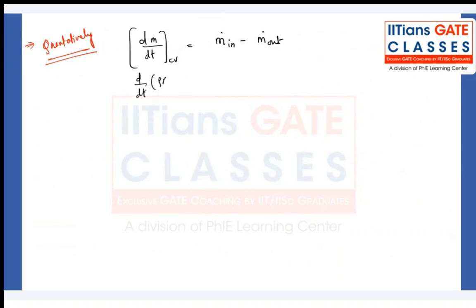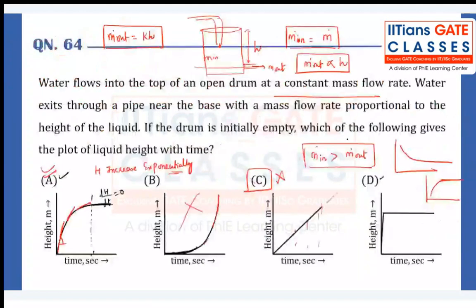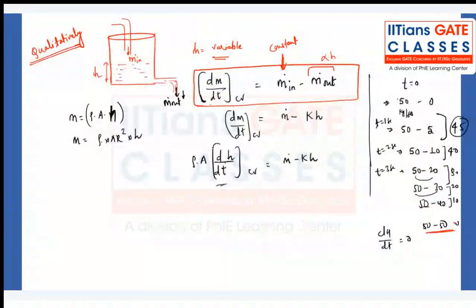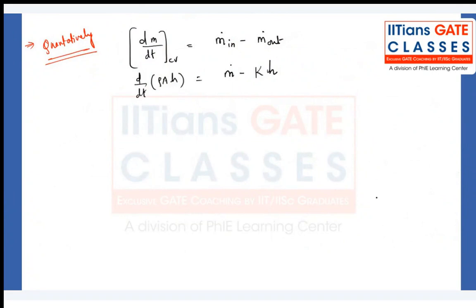d by dt of rho A H is equal to the mass flow rate, I'm calling it m dot, minus K, which is constant, into small h, because they have very clearly given that the mass flow rate is proportional to the height of the liquid. Initially there is no liquid in the drum, so there is no height and no discharge. But as the height increases, the mass flow rate going out will also start increasing.